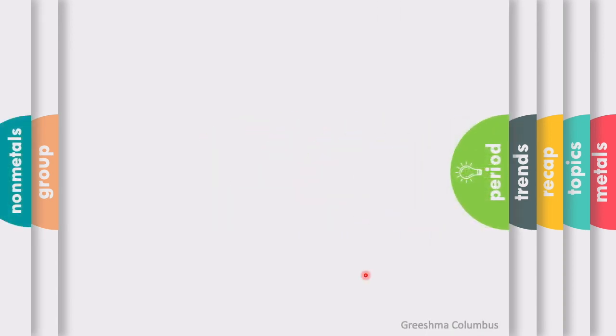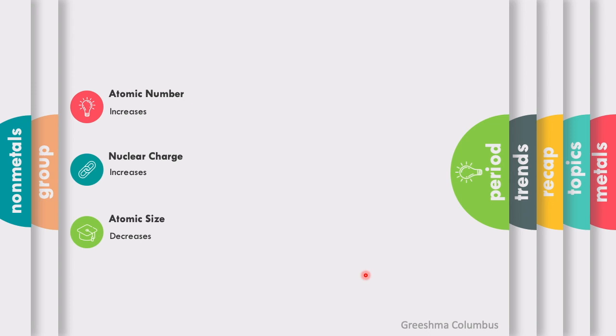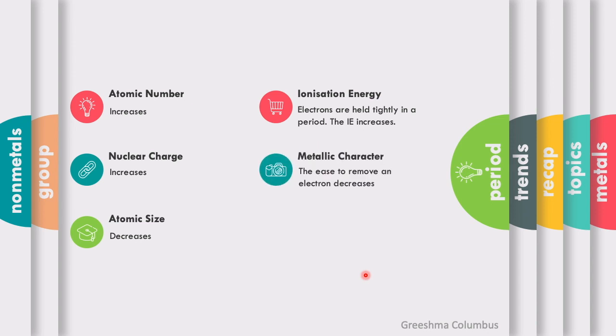Now let's try to figure out the exact reason why the metallic character decreases across the period. Now we know that as we go across the period, atomic number increases by 1. And that is why the nuclear charge keeps increasing, and the atomic size decreases. The ionization energy increases. It is very difficult to remove those outer electrons. And that is why the ease to remove an electron decreases. And thus, across the period, when we move, we go from being metals to non-metals. So this is the general reason why the metallic character decreases across the period.